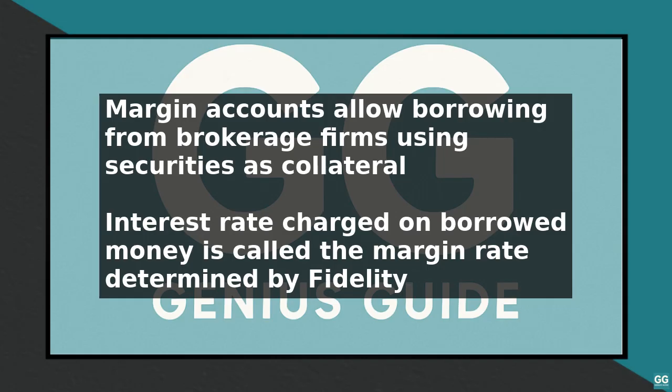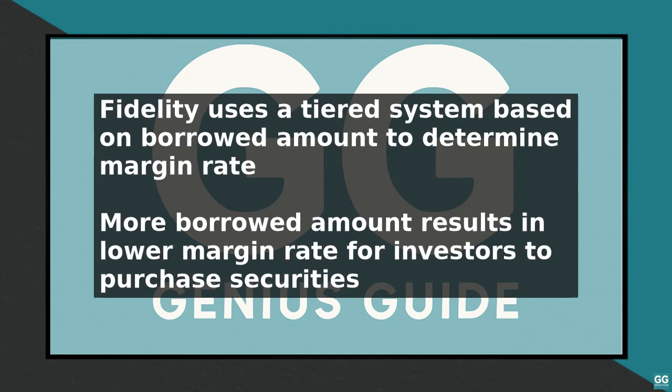A margin account allows you to borrow money from your brokerage firm to buy securities, using the securities in your account as collateral. The interest rate charged on the borrowed money is called the margin rate. To determine the margin rate, Fidelity uses a tiered system based on the amount of money borrowed. The more you borrow, the lower your margin rate will be.